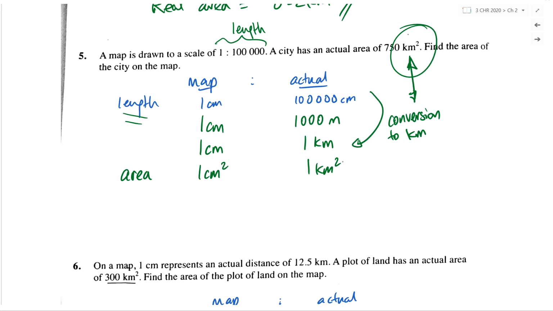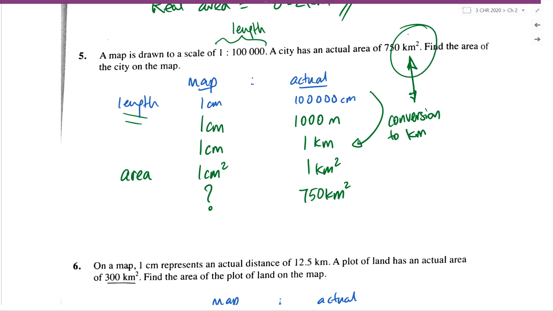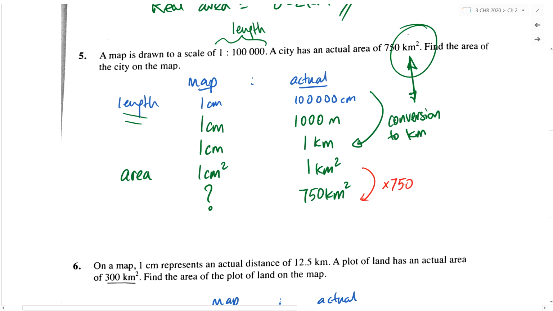Now, the actual area is 750 square kilometers. Then I need to find this value. How do I find that? Okay, correct. Times what? Times 750. So on the other side, we also must multiply by 750. Therefore, our answer is 750. What are the units? Cm square. So our answer is 750 cm square.